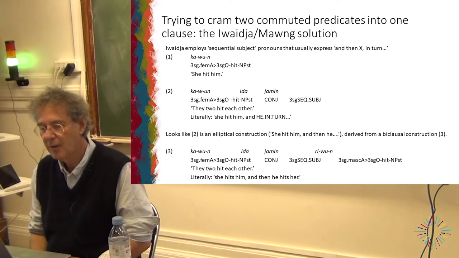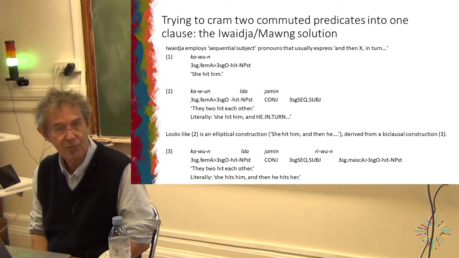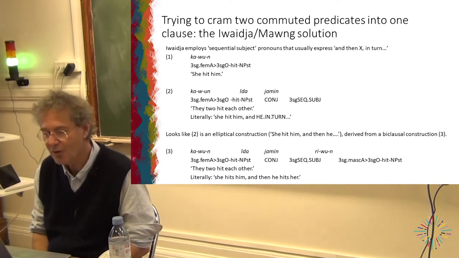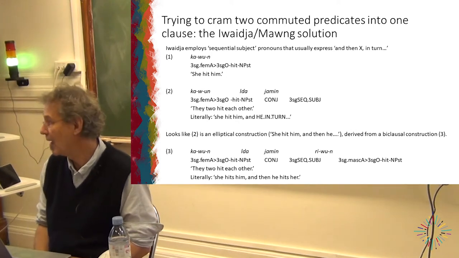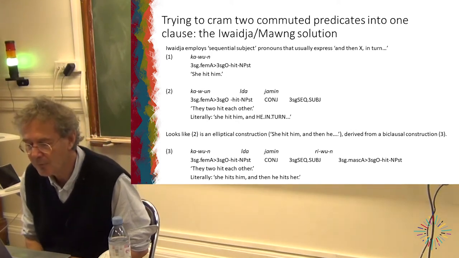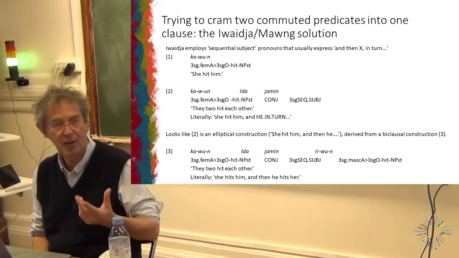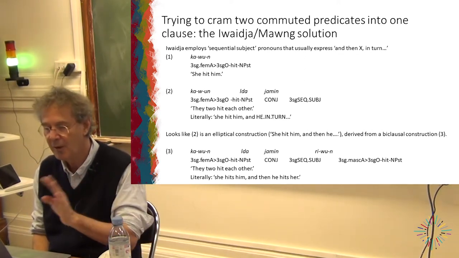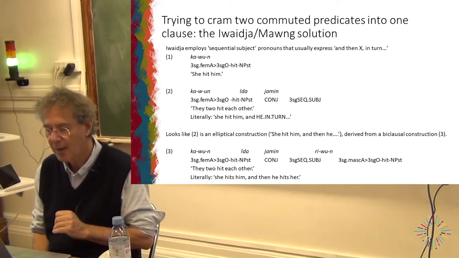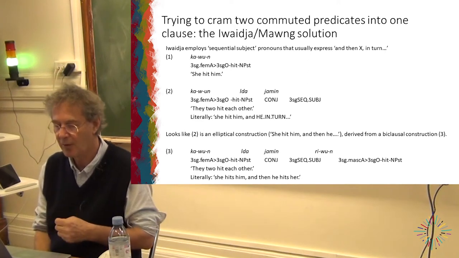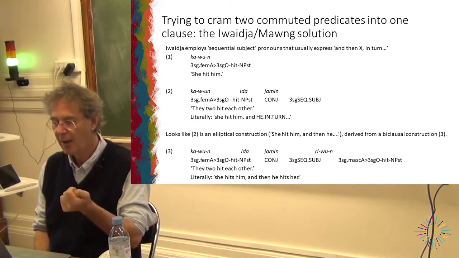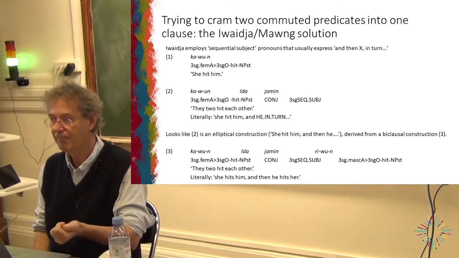If we look at how you express reciprocals in these languages, first of all, just a standard transitive. Number one, from Iwaidja, is she hit him. So you've got a prefix ga, which is she acting upon him, then you've got wun. Now, what about they two hit each other? You say gawun la jami. So literally, she hit him and he in turn.